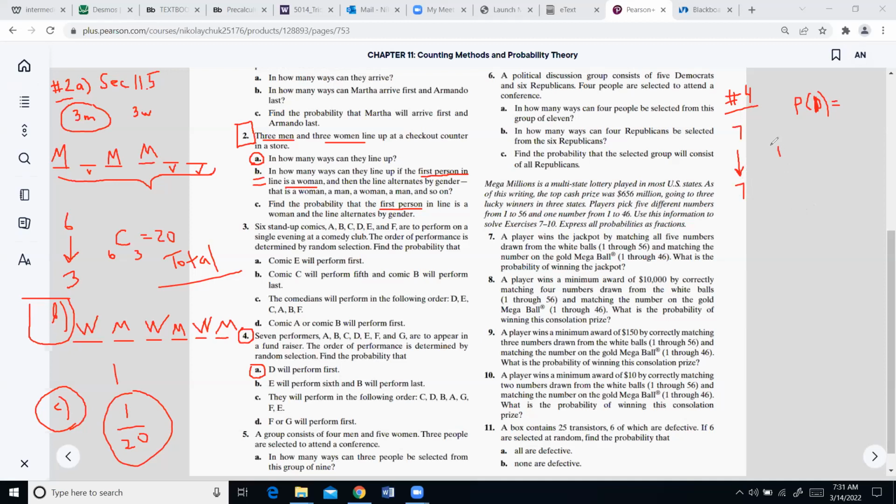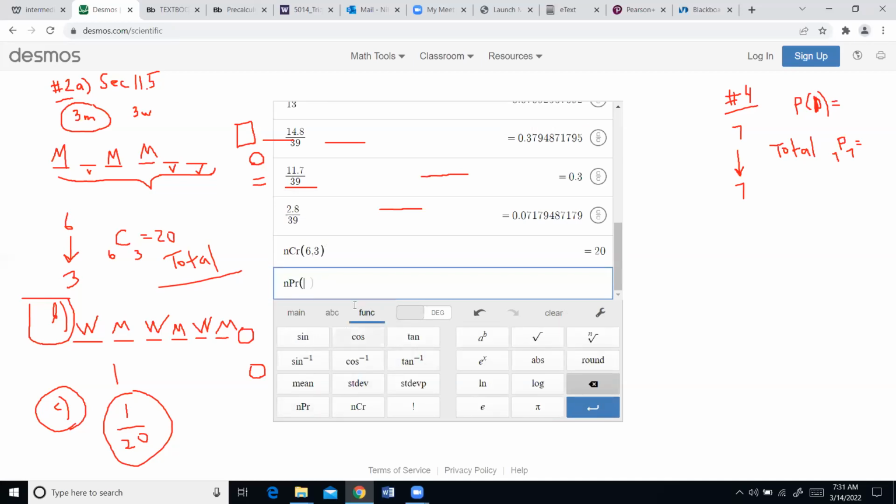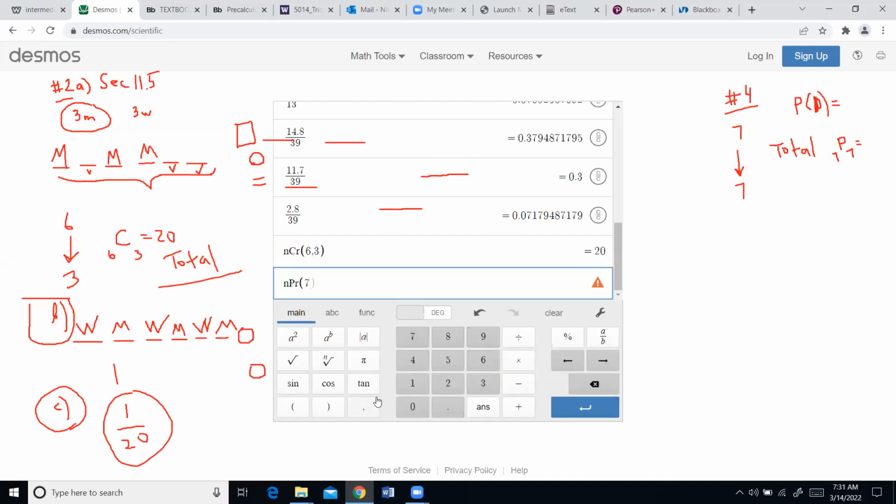So the total will be permutations from 7 performers. Choose all 7, right? We can calculate this by getting either a factorial or just permutations. So I'm going to put permutations, go back to main, from 7, put comma 7, like that. And I get 5,040, right? So that's the total number of ways to arrange people in this row of 7 possibilities.